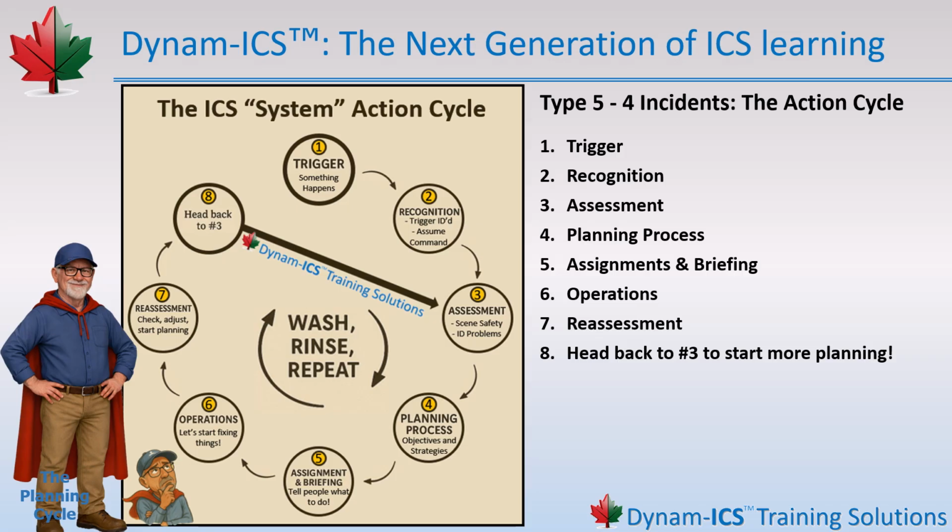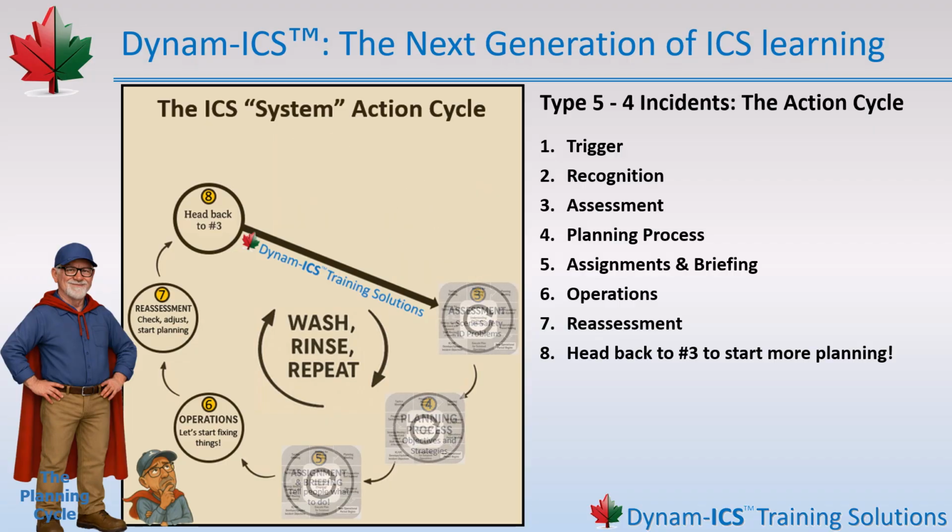What's important to understand is that this action cycle doesn't disappear as incidents get larger. The characteristics of the cycle are still there all the way up to Type 1 incidents. What changes is how the planning happens. As incidents start to move into Type 3 territory, we begin to shift from informal, on-the-fly planning into deliberate forward planning. That's where the planning P comes in. The planning P is not a replacement for the action cycle. It's a structured way to organize that same thinking when incidents extend over multiple operational periods.